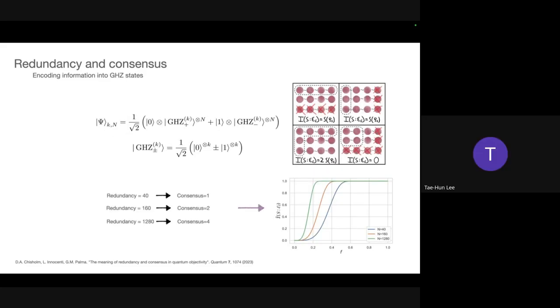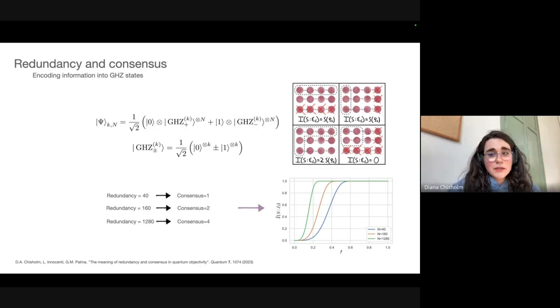Just a second. When the redundancy is 40, consensus is 1. Yes. And when we actually reduce the redundancy by half, to 20, what happens to the consensus? It will still be 1. So 1 means that only one person can have information about the system.